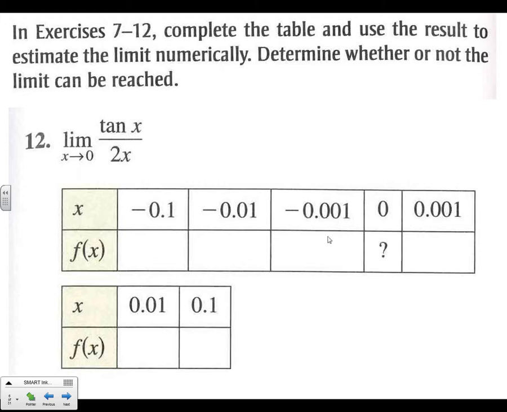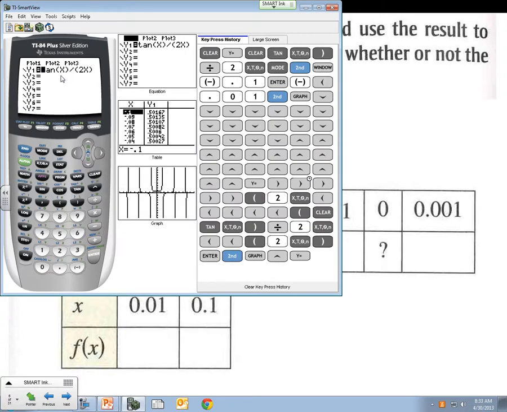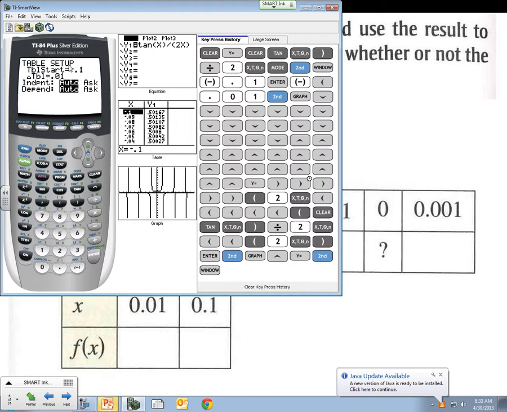positive side. So in this chapter, a lot of what we're going to be doing is in the calculator. So let me switch over to the calculator, and I've already plugged in the equation here, tangent of x divided by 2x, and make sure the 2x is in parentheses there, otherwise order of operations will be wrong. And I'm going to go to the table set first to set what we want. We're going to start at negative 0.1, and we're going to start counting by hundredths, 0.01 to count up.